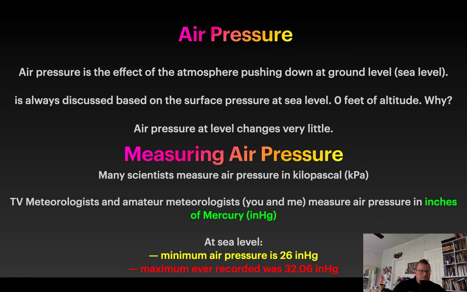The basics are this. At sea level, the minimum air pressure, the lowest the air pressure can get, is 26 inches of mercury. The maximum ever recorded was 32.06 inches of mercury. So that's the range that we're working inside of, 26 to 32. Now, in reality, if you spend some time looking at air pressure maps, which we're going to do today, you're going to notice that the pressure actually only ranges between 28 and 31. That's really the range that we look at. But for scientific purposes, we say the minimum is 26 and the maximum is 32.06.